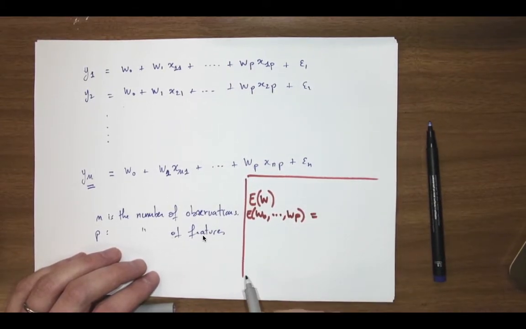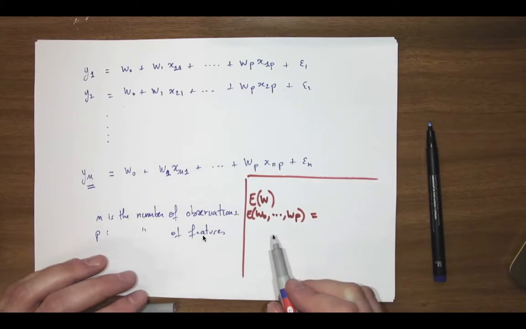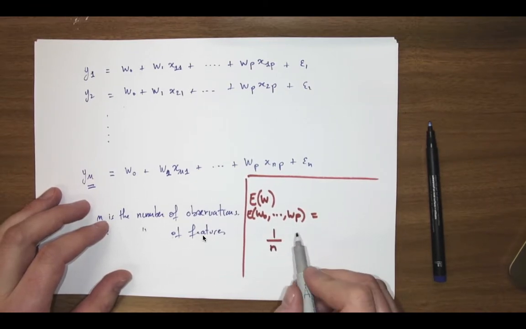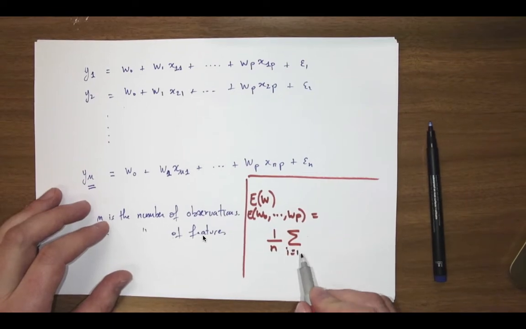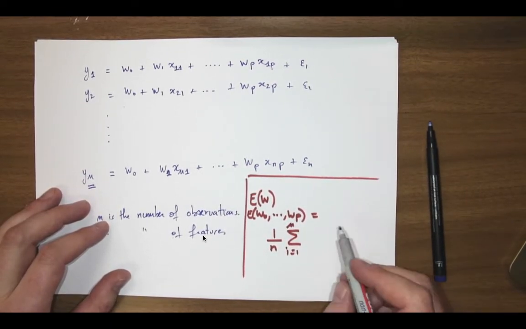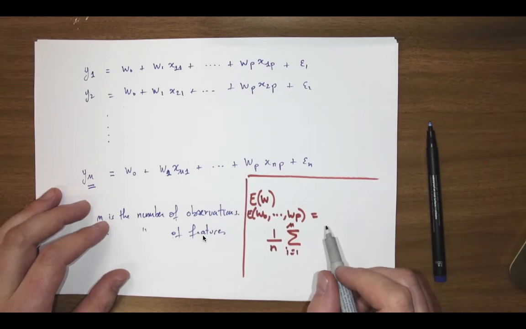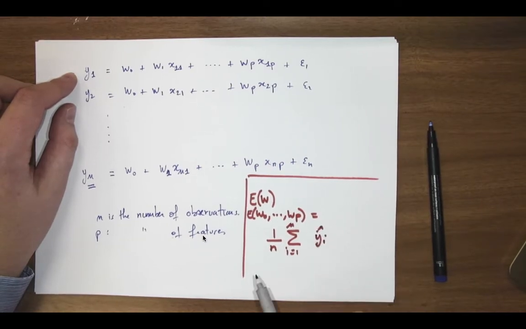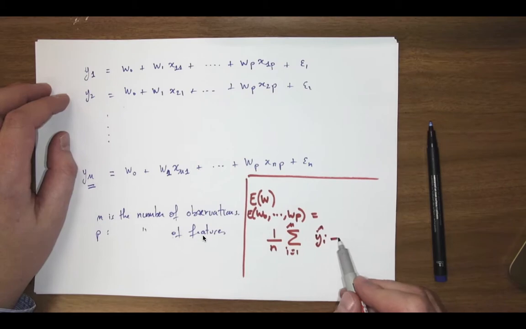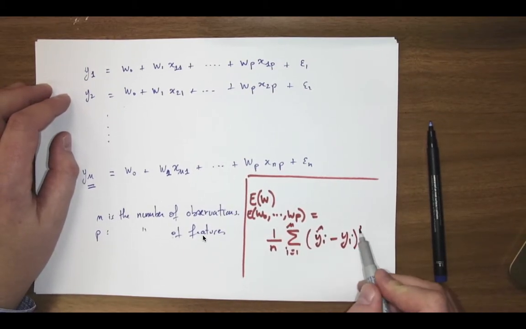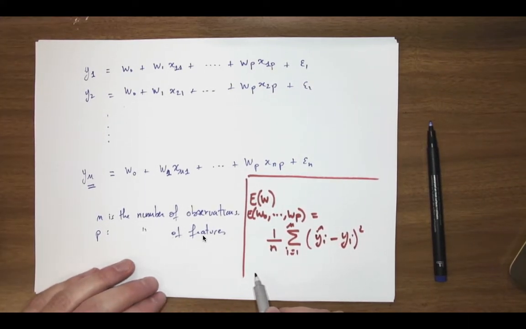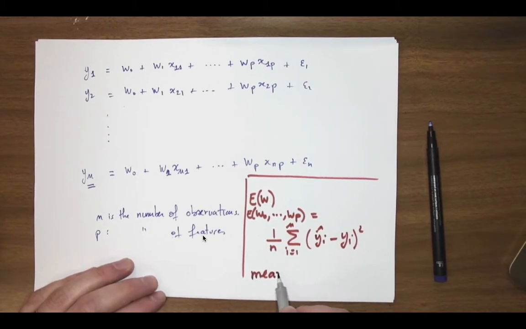This is equal to, and in least squares, what we choose is the mean square. So in our case, it'll be something like 1 over n times the sum, going through all your observations, of your predicted output according to the model, minus what you actually observed, squared. This is called the mean square error of the model.